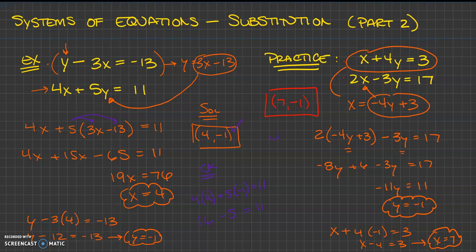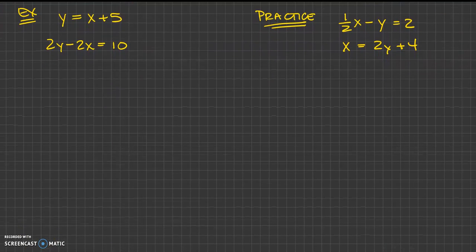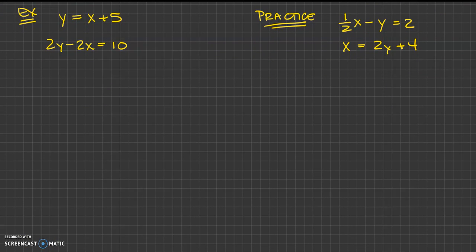I'm kind of running out of room here, but hopefully we can make it work. 7 in the x plus 4 times negative 1 equals 3. That's going to be 7 minus 4, which does in fact equal 3. So it does check. All right, let's scroll down and look at this problem. Now here, they've been kind to us. We've made this work. They've said y, we have y on one side equal to x plus 5.